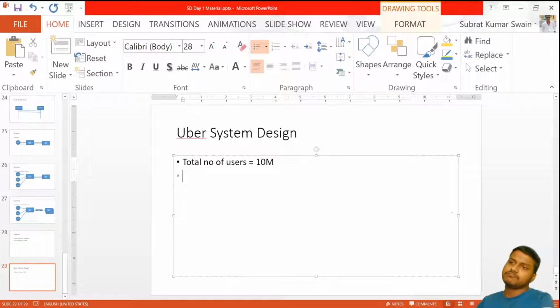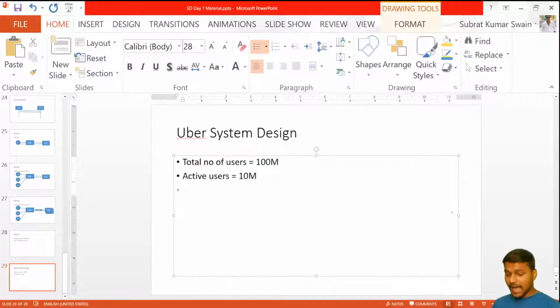Or maybe, let's scale it up. There are many users who are using this Uber app. Maybe 100 million users, let's pick that. Total number of users means you are a registered user of the Uber app, you have installed it, so 100 million. Active users at a moment, how many active users would be there? Let's say it is 10 million.